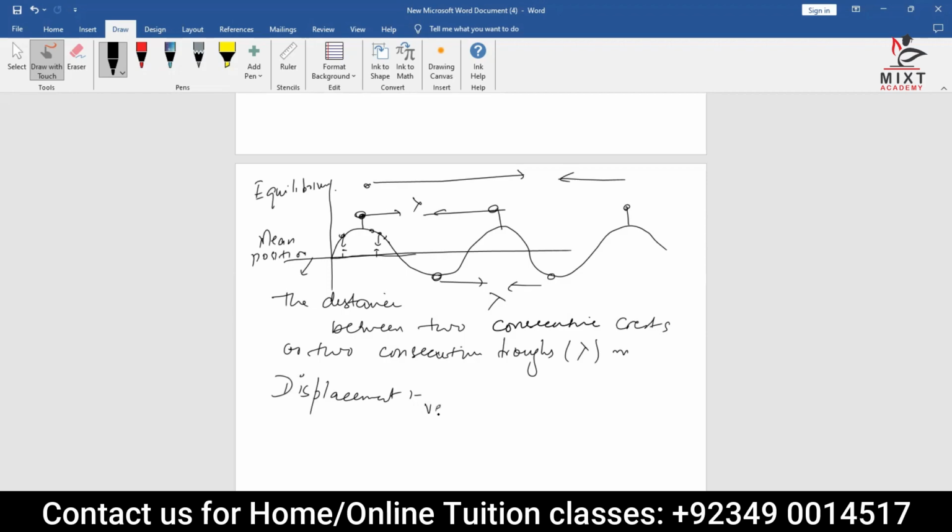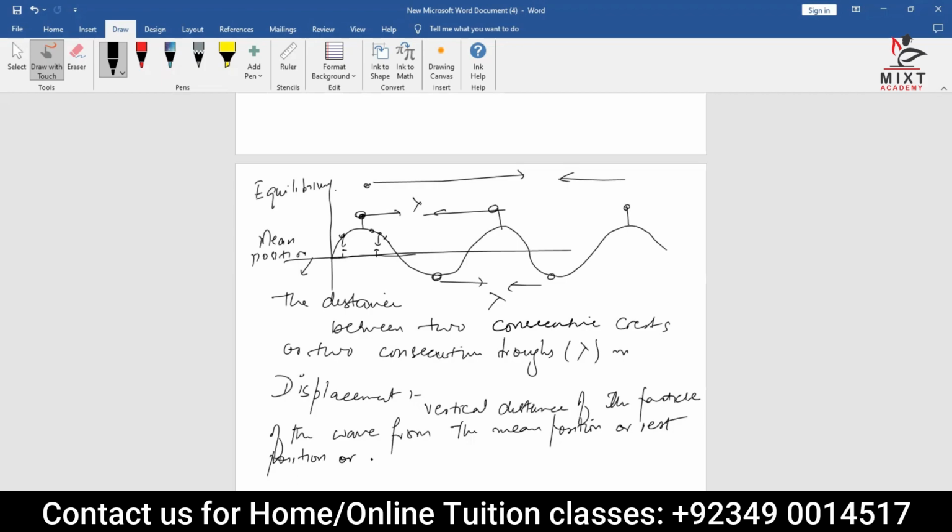So I can say vertical distance of the particle of the wave from the mean position or rest position or equilibrium position. What about amplitude? Amplitude will be the maximum displacement from the mean position.